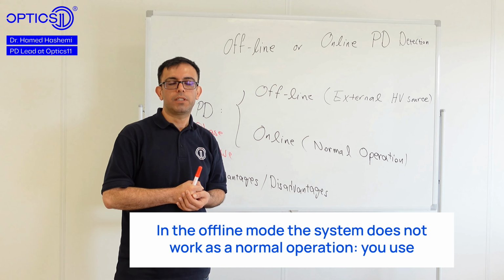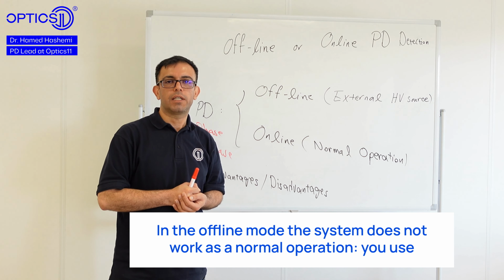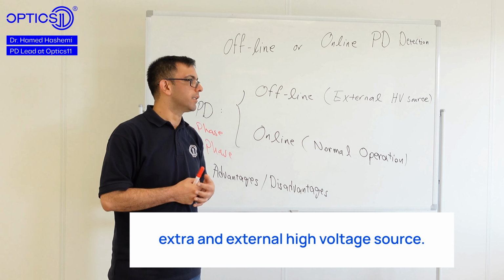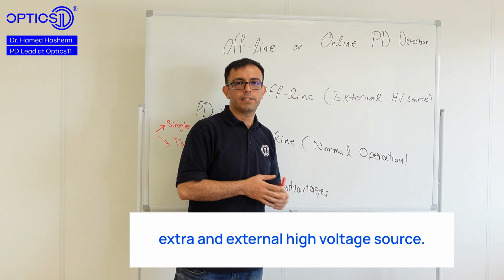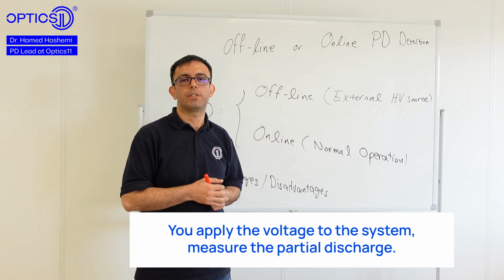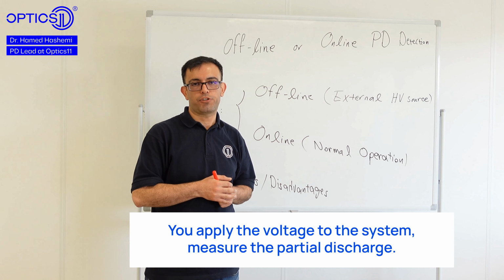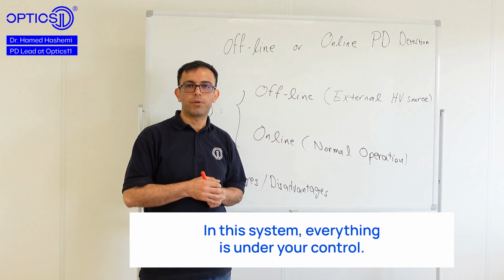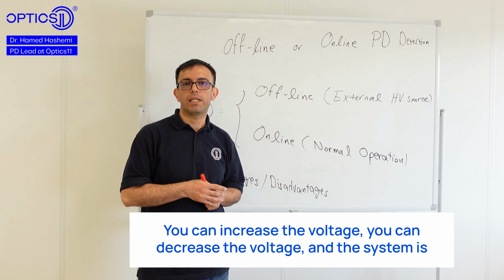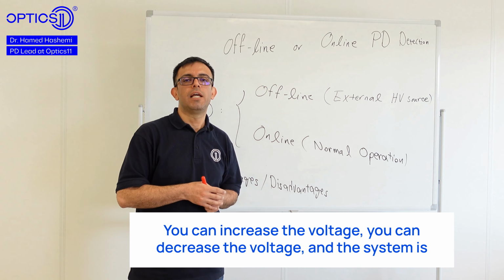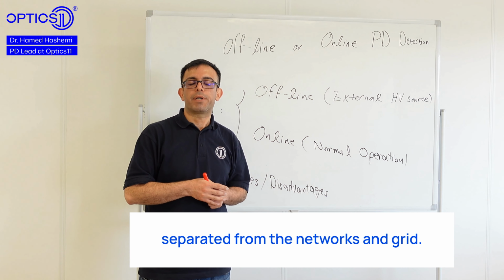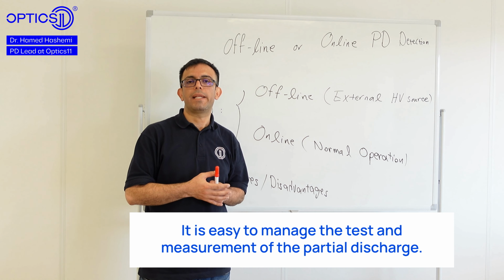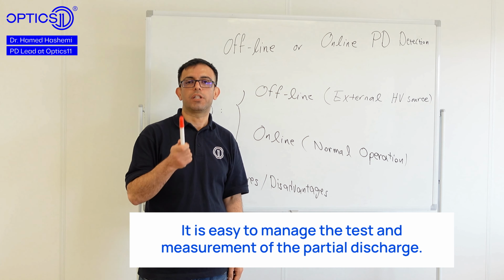In the offline mode, the system does not work in normal operation. You use an extra, external high voltage source. You apply the voltage to the system and measure the partial discharge. In this system, everything is under your control. You can increase the voltage, you can decrease the voltage, and the system is separated from the network and grid. And it is easy to manage the test and measurement of the partial discharge.